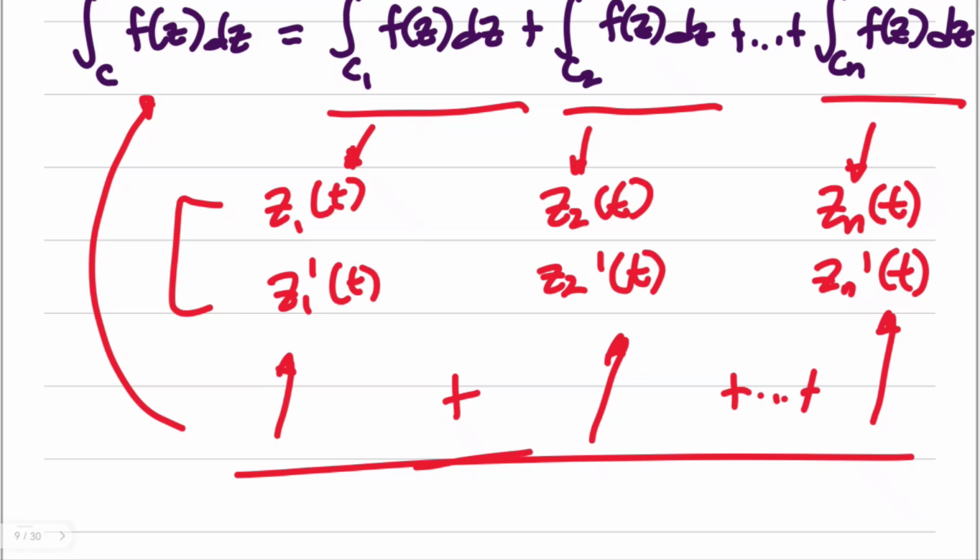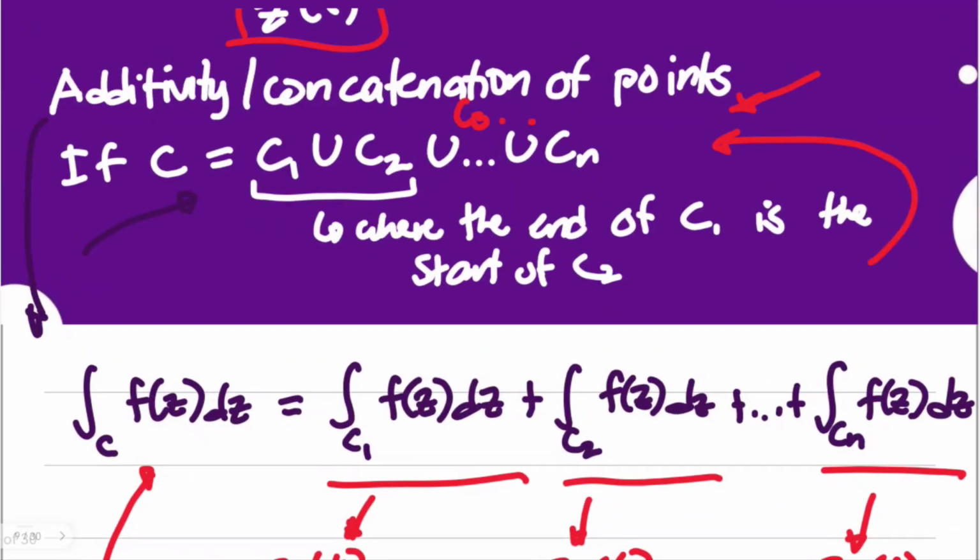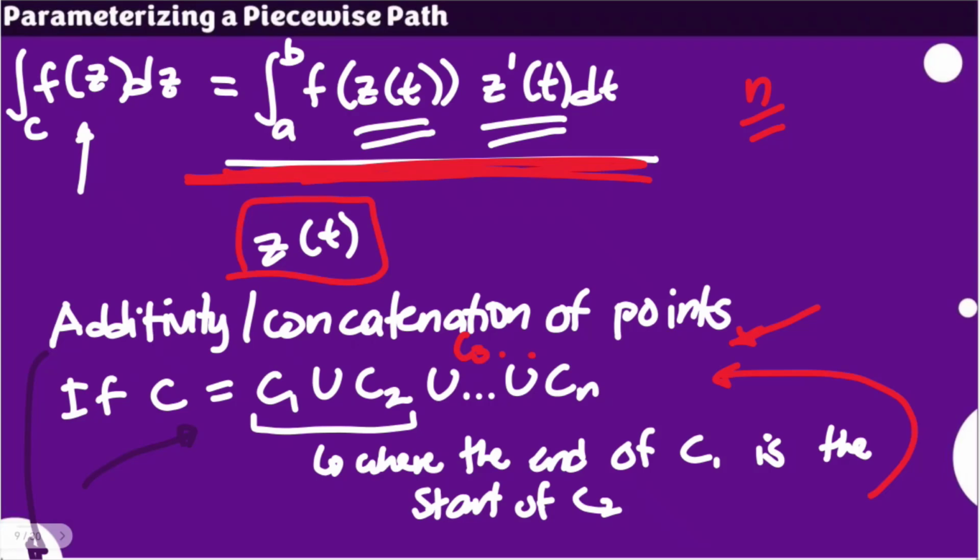We may have a simple example for this later on, so please stay tuned for that. I cannot give you a specific example at this point, but hopefully when we reach that example, you're able to understand how to parameterize a piecewise path.